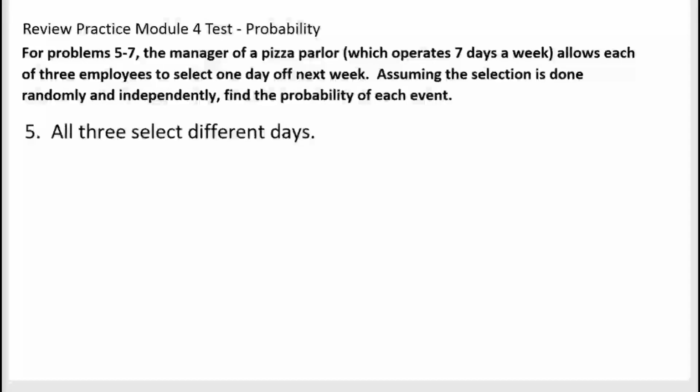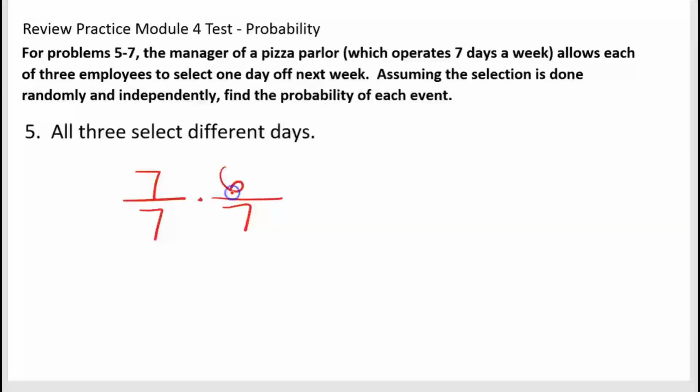Find the probability of each event. So for number 5, the event is all 3 employees select different days. Now let's think about how that could happen. Let's go one employee at a time. So the first employee has 7 days to choose from. How many can she pick? Well, there's 7 possibilities for her, 7 days to choose from. But now if we want all employees to have 3 different days, the next employee has 7 to choose from still, but 1 day has already been picked.